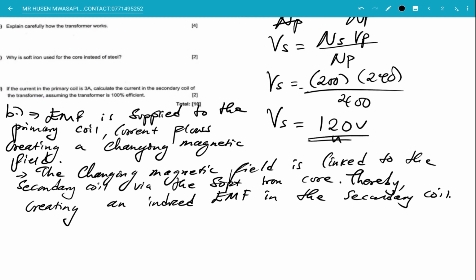Alright, so now, in a nutshell, EMF is supplied to the primary core, current flows, creating a changing magnetic field. Then the changing magnetic field is linked to the secondary core by the soft iron core, thereby creating an induced EMF in the secondary core. Like I said, EMF is the voltage, in simple terms.